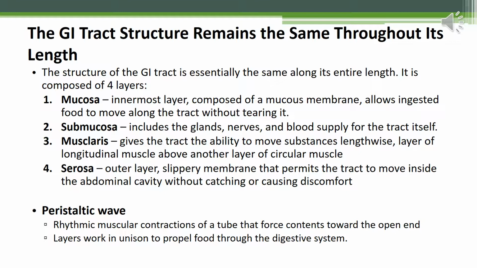Now, the reason that food moves along the digestive tract is that the muscular layer within the tract creates contractions, which are called peristaltic waves. And this is a rhythmic muscular contraction of the tube, which forces the contents toward the open end of the tube. And the layers of the muscularis work in unison to propel the food through the digestive system.